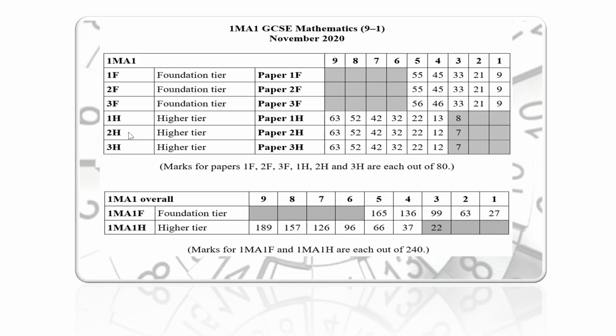Finally, grade boundaries for that paper, that was paper 2H. So we're taking this from the November 2020 series. They were recommending 63 for a 9, 52 for an 8, 42 for a 7, 32 for a 6, 22 for the 5, and then 12 marks on that paper for a grade 4. Anyone that did get above 7 were also awarded a grade 3.